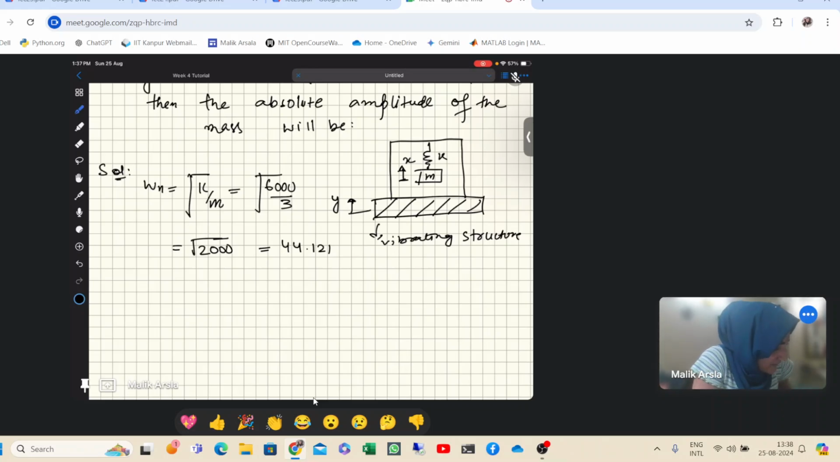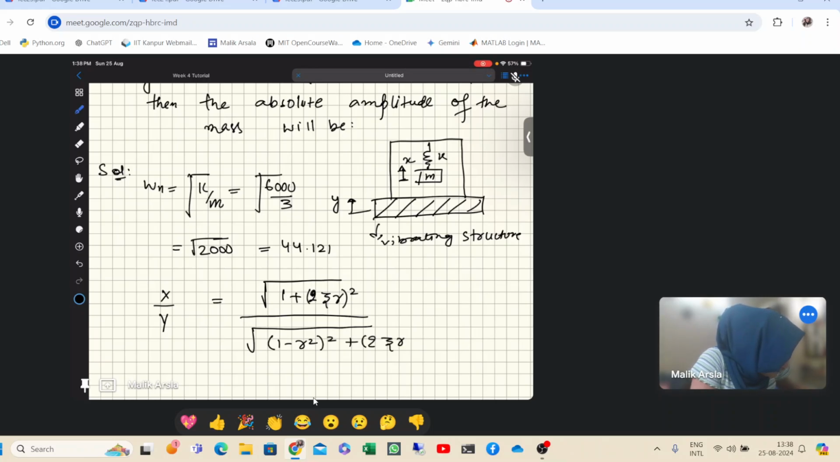Now basically we know about the response x by y in case when we have base excitation. So in that case the formula we get, let me write it down: it is 1 under root of 1 plus 2 zeta r square upon 1 minus r square whole square plus 2 zeta r square whole square.